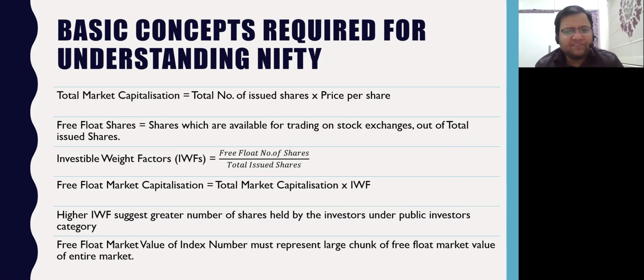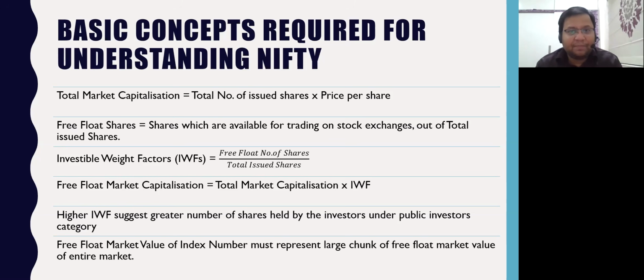54.62 is the free float number of shares. That is called the investable weight factor, or 0.5462, or 54.62. So your free float market capitalization is the total market capitalization multiplied by the IWF, the investable weight factor. In simple language, total shares other than the shares held by promoters, lock-in, government, and strategic investors, excluded, multiplied by the price per share is the free float market capitalization.